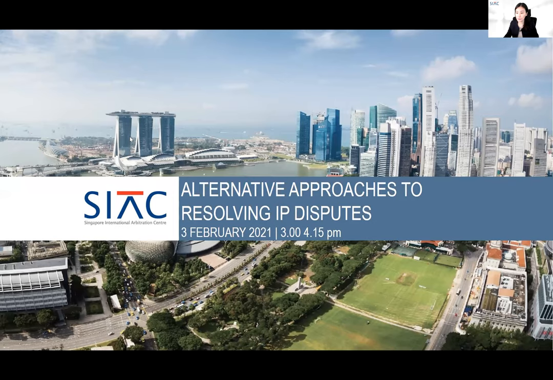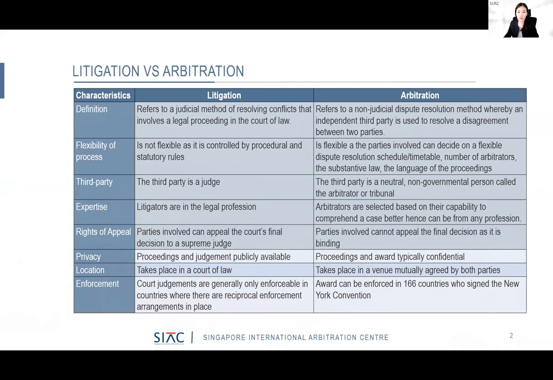So to start, why arbitration? Well, arbitration offers an alternative mechanism to court litigation and has a number of advantages. Most of these have been touched on earlier by Sandy, but let me go through the list I have on the slide before you. So first is the flexibility of process, in that parties have the autonomy to shape and tailor the proceedings to accommodate their needs. They can decide, for instance, the timetable of the proceedings. They can determine the number of arbitrators, the substantive law that they want to apply, the language and place of arbitration, among others. Parties can also choose their arbitrators with special knowledge or technical expertise in IP, something that national courts cannot always guarantee.